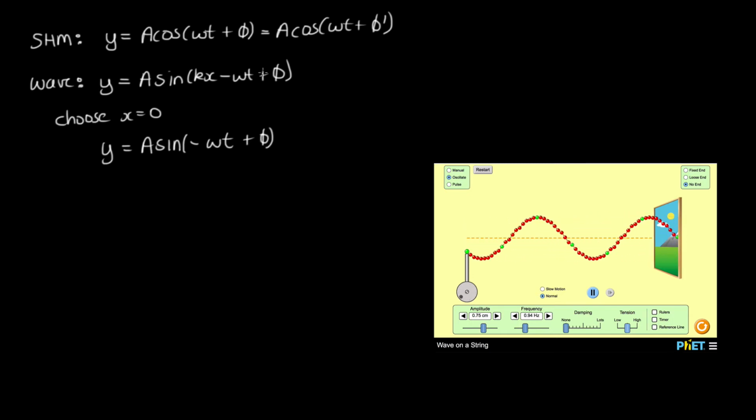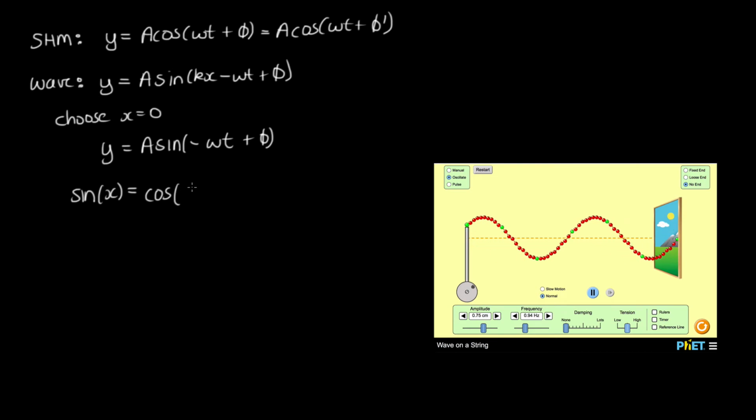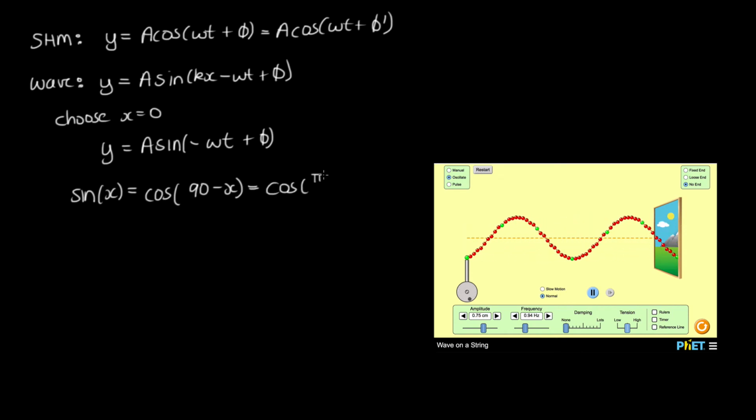Now, to get these two into the same format, we're going to need to use a little bit of trigonometry. So one rule in trigonometry is that sine of x is the same as cosine of 90 degrees minus x. This is actually why it's called cosine. But we'll be using radians now, so we'll rewrite 90 degrees as radians. So this is cos(pi on 2 minus x).